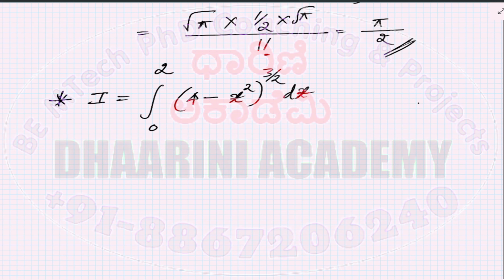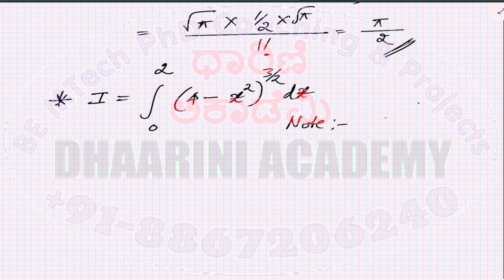Remember one thing: if I have a term like a square minus x square coming up, you see that this is a square, 2 square. If you have something like that, then you are going to make a substitution, and the substitution is going to be a sine theta. You need to find out what a is. A is 2 here. I'll write this point for your reference as a note.